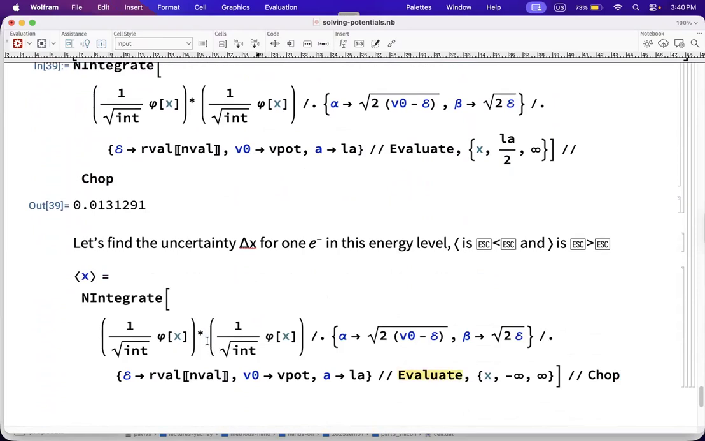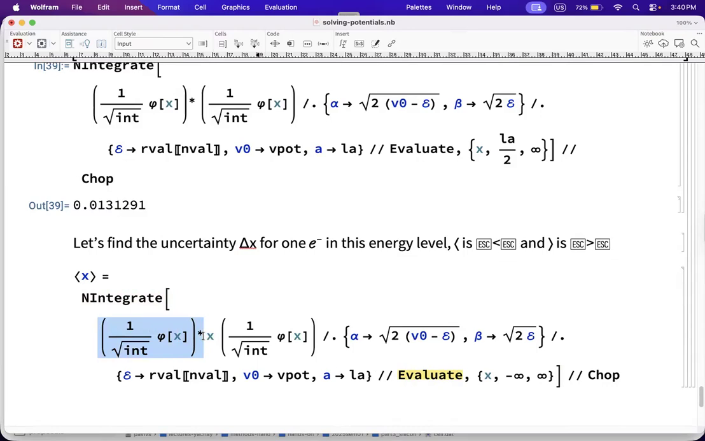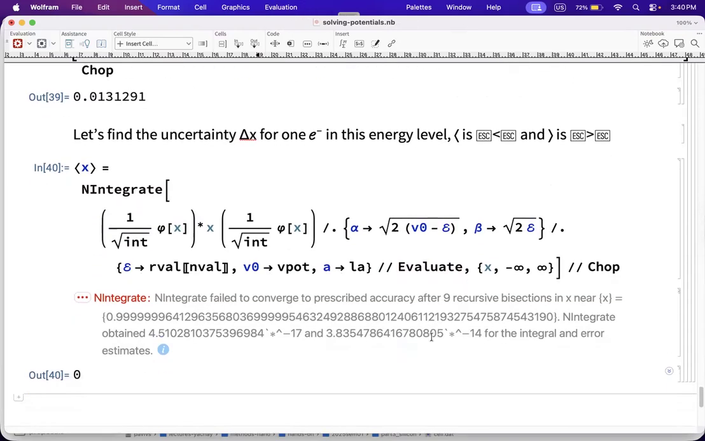The only thing I have to put here between these two is, that's it, right? Nothing else. You see, it is the conjugate of the normalized wave function, times x, times the wave function, from minus infinity to infinity. So the expected value of the position x is 0.